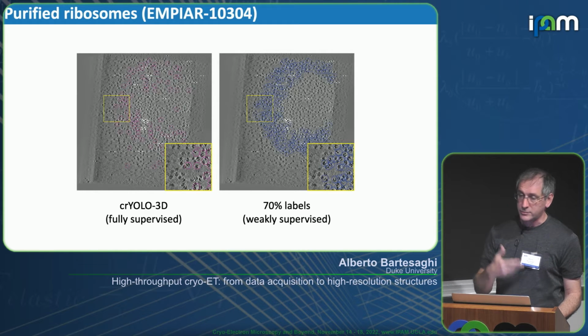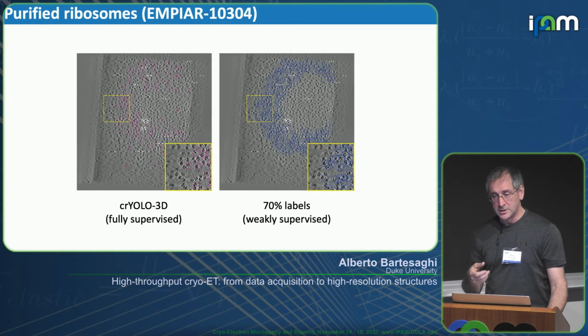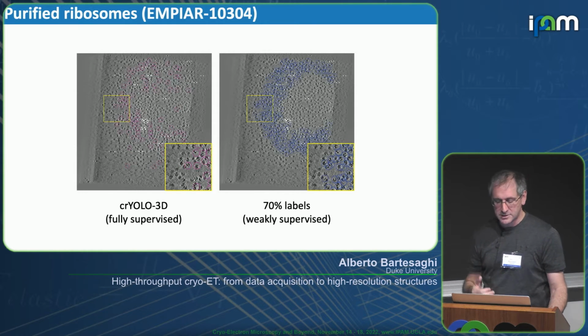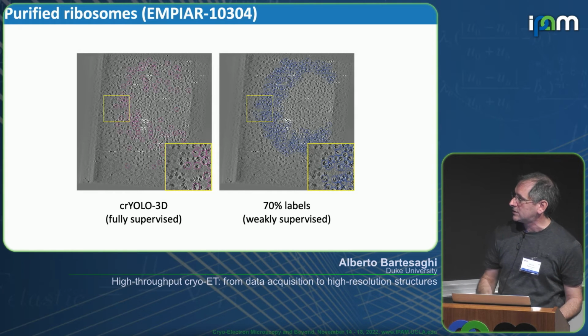So this is an example of a fully supervised approach where in 3D, you need to label your particles in multiple slices, right? Not just one position in 3D, but you need to go through all your slices and label all your particles. So annotation is very time-consuming.